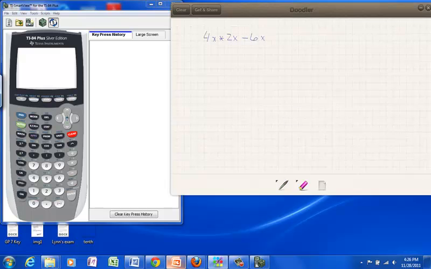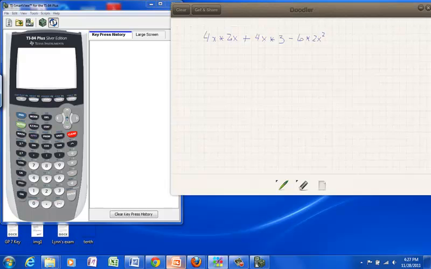Wait a minute. So it's 4x times 2x plus 4x times 3 minus 6 times 2x squared.